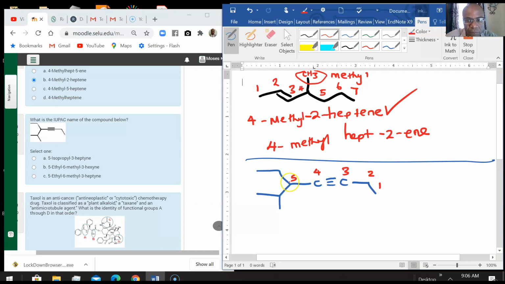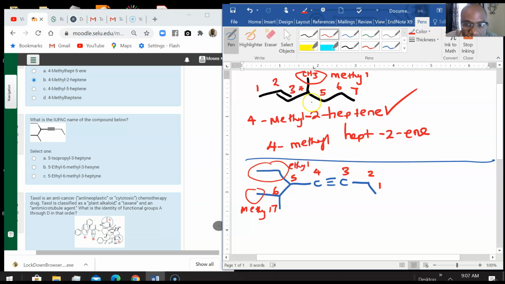So I have to make sure I have maximum substituents. If I go 6, 7, then I'll only have one substituent. But if I go 5, 6, 7, then I have this as a substituent and I have that as a substituent. So you want to have more substituents rather than fewer. So that's the correct route of going. When you get to 5, that's a methyl, this is an ethyl.